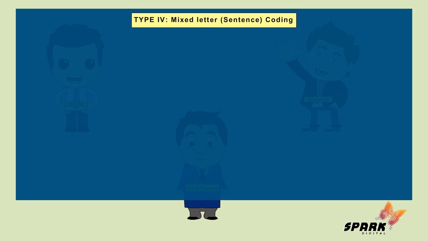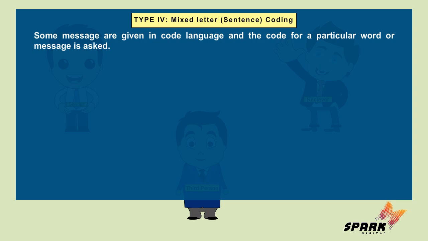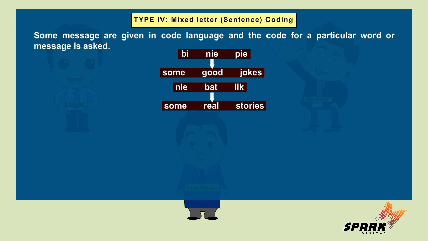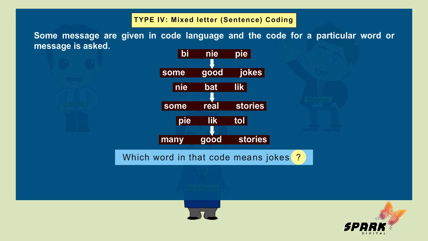Type 4. Mixed letter coding. In this case, some messages are given in code language and the code for a particular word or message is asked. In a certain code, Bye Nai Pai means some good jokes, Nai Bat Lik means some real stories, and Pai Lik Tol means many good stories. Which word in that code means jokes?